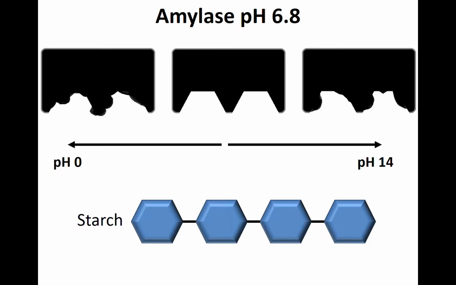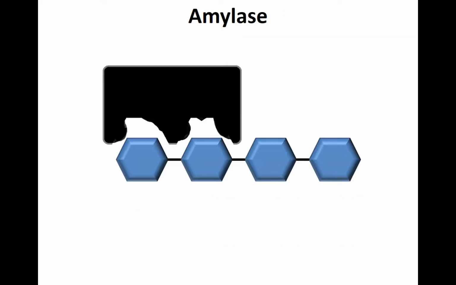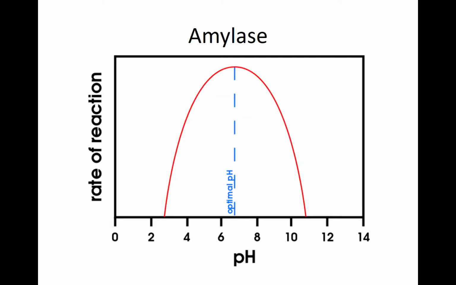This means the substrate, in this case starch, will no longer fit into the active site of the enzyme. When that happens, amylase is no longer able to break down starch into simpler sugars. We can see from the graph the optimum pH is represented by the peak of that graph. In this case, the peak being at pH 6.8.